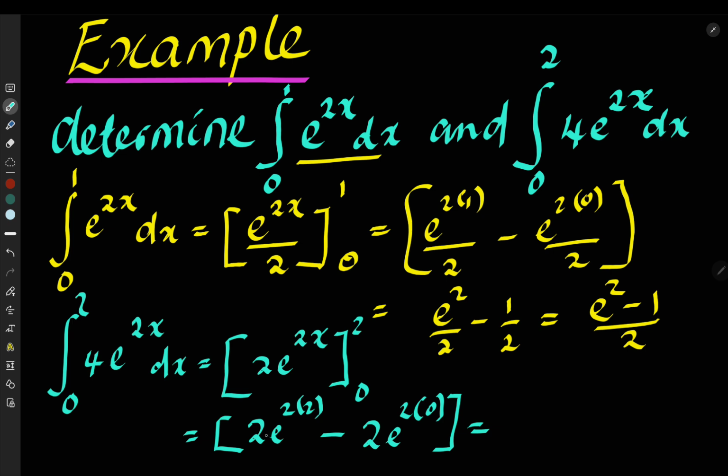And this can be simplified further to 2e to the power of 4 minus, e to the power of 0 is 1, so it's just 2e to the power of 4 minus 2. And that is how you do the definite integral of 4e to the power of 2x. And that is how you do the integral of e to the power of ax plus b.